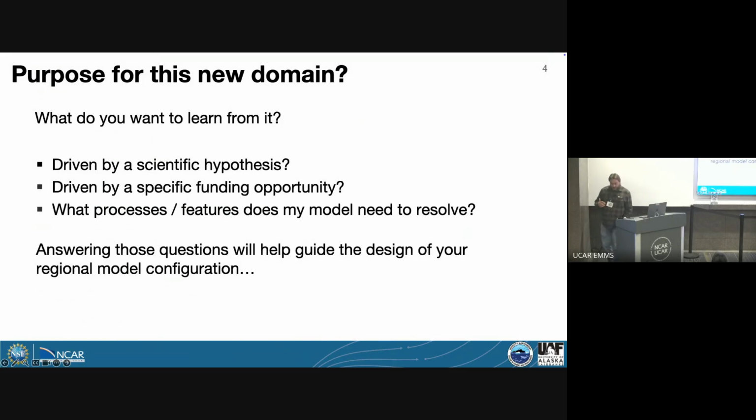When you start to consider a regional model, the first question to ask is what I want to learn from that configuration. Sometimes the configuration is driven by a scientific hypothesis you are interested in going after. Sometimes it is driven by a specific funding opportunity. I think Kate will have some examples of that later. Essentially the main question is what processes and features my model needs to be able to resolve. Answering this question early on is going to help with the design later.